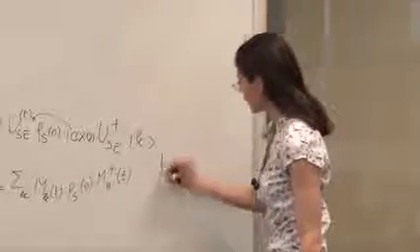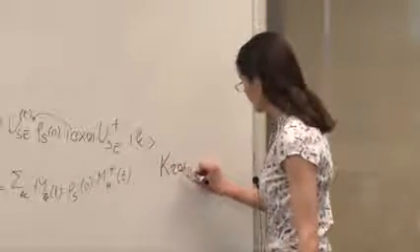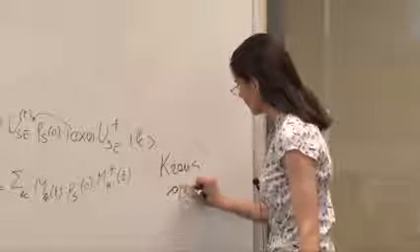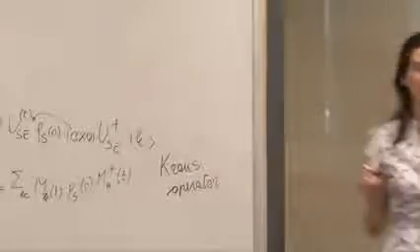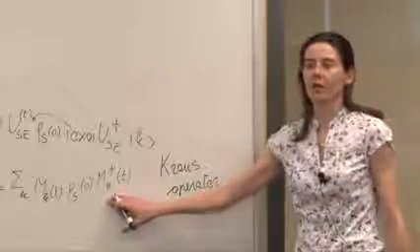So these operators M_K are called Kraus operators, from the mathematician who introduced them. And this sum here is called the Kraus sum.